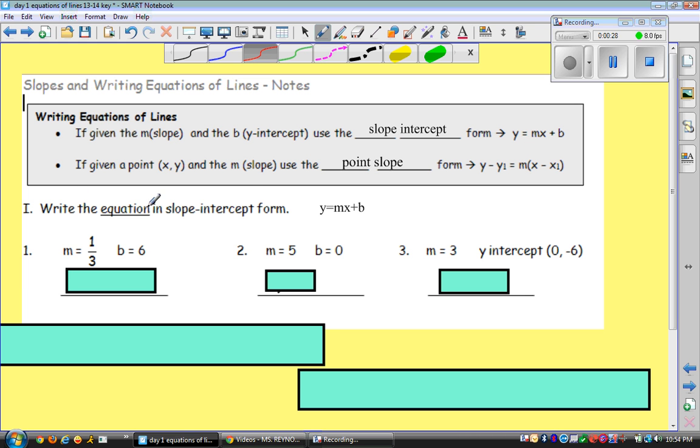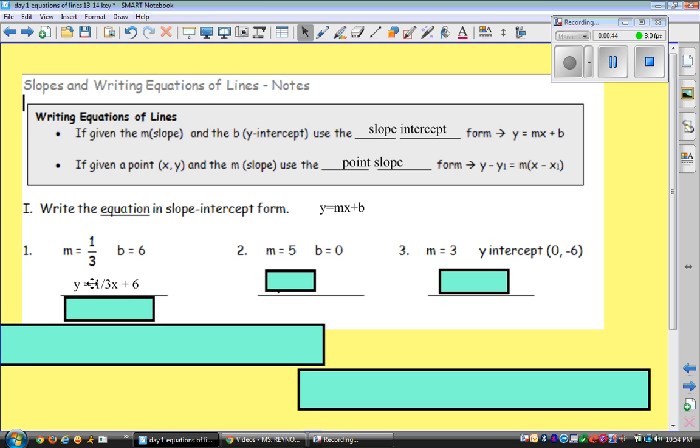First thing we're going to do is write the equation in slope-intercept form. So we're going to write it in y equals mx plus b. In each one of these problems, we're given the m and the b, so all we have to do is simply plug it in. So for number 1, the m is 1/3, the b is 6. So your answer is y equals 1/3 x plus 6.